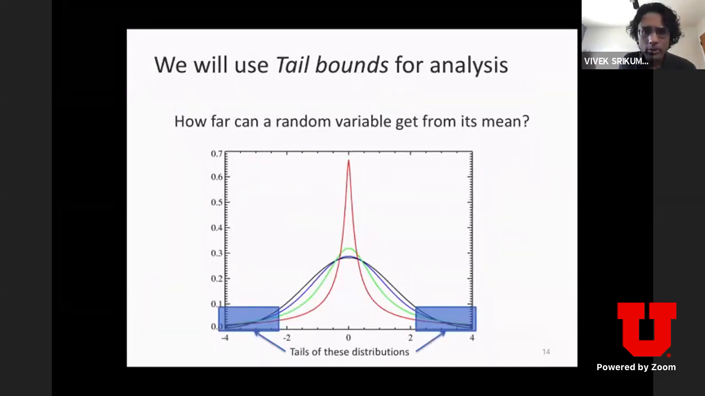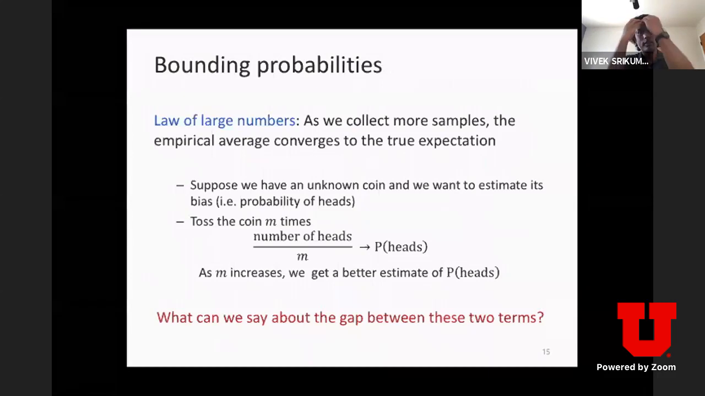Hopefully most of you have seen the notion of tails of distributions, where we are asking how much of the probability mass is far away from the mean. So this takes us into a segue about bounding probabilities.